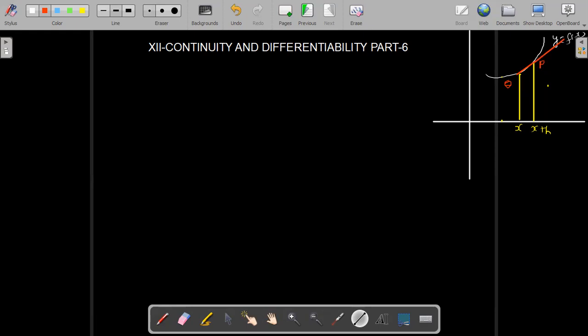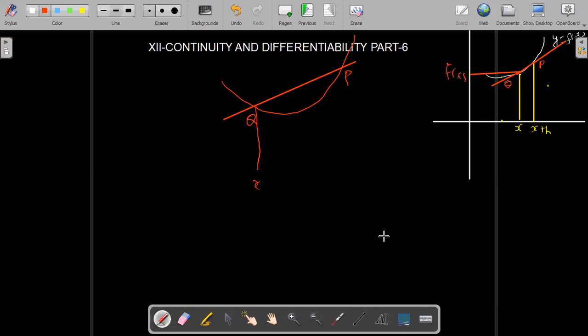So this line can be extended, here it can be extended up to here. I mean to say that this is a line and this is a curve. This is point P, this is point Q, and on the x-axis this is x, and this is x plus h. On this side, this will be f(x), the value of f at x, and similarly at point P, this point on the y-axis will be f(x plus h).